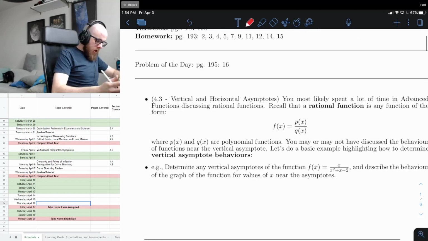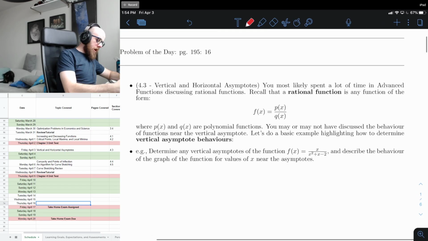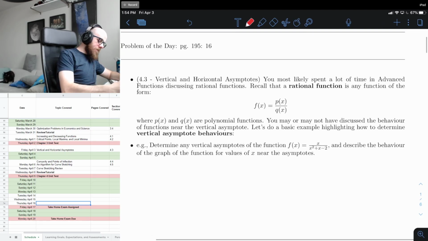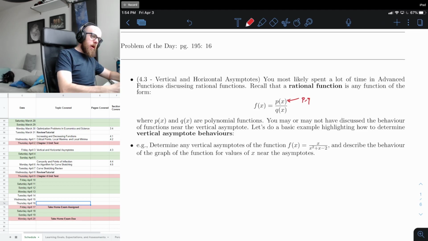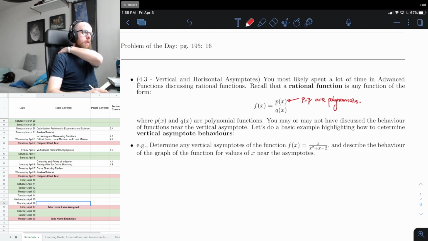Okay, so just a little bit of review. Again, you guys seem pretty good at recalling this stuff already, but essentially a rational function is any function of the form p of x over q of x, where p and q are both polynomial functions. So any rational function can be expressed in the form p of x over q of x. And so let's first do some basic examples.